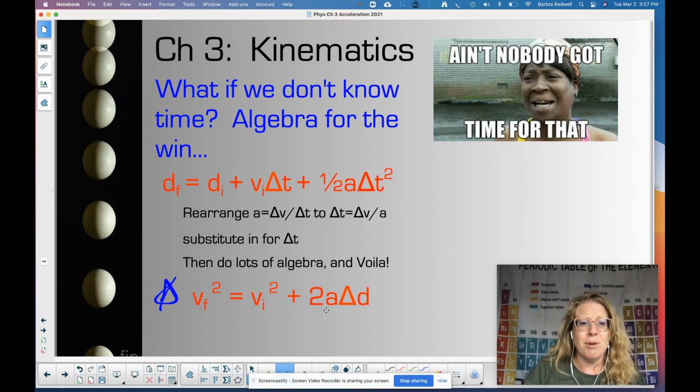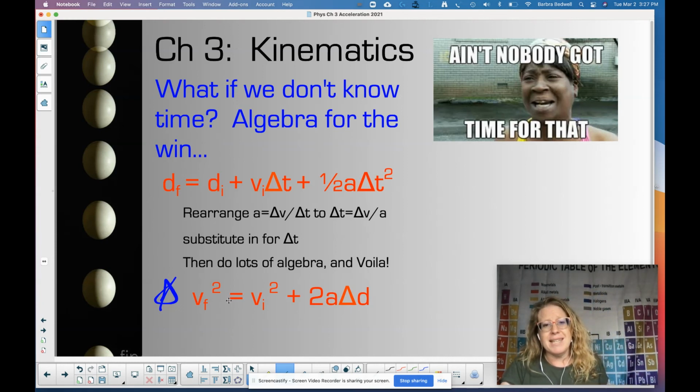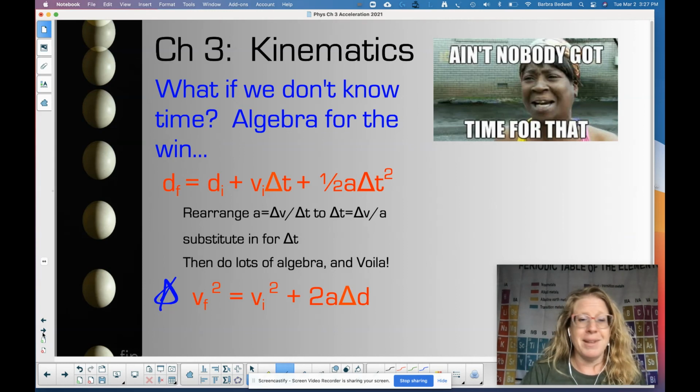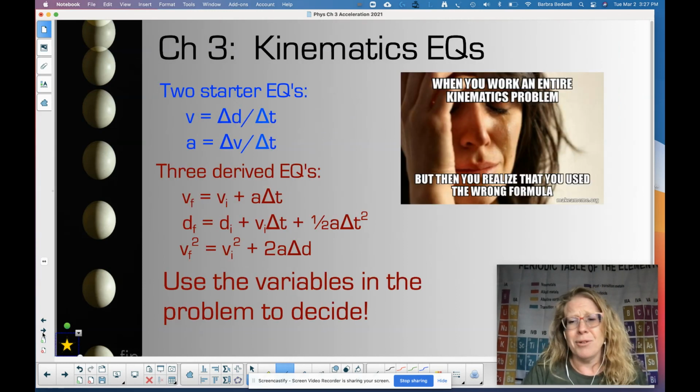What's nice about this third kinematics equation right here, notice how there is no time present in this one. So this is VF squared, final velocity squared, equals the initial velocity squared, plus 2 times the acceleration times the change in displacement. So again, this one is the nice one that we have if we don't have time. Again, I don't need to do the whole algebra for you. You don't really care anyway, neither do I. I can do it for you, but you don't really want it.